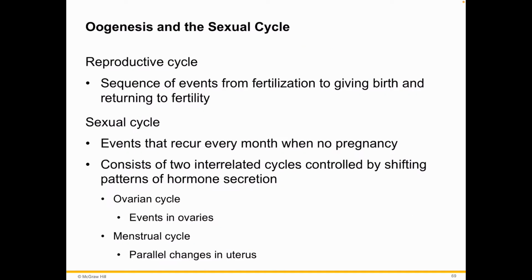So the reproductive cycle is a sequence of events from fertilization of the egg to giving birth, returning back to the ability to get pregnant again, also known as fertility. A sexual cycle is the events that reoccur every single month in human females when no pregnancy occurs. It consists of two cycles controlled by shifting patterns of hormone secretion: the ovarian cycle, which is everything happening in the ovaries, and the menstrual cycle, which is everything happening in the uterus.